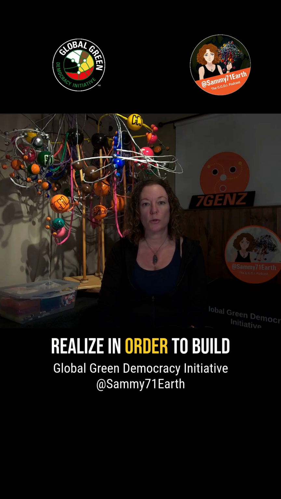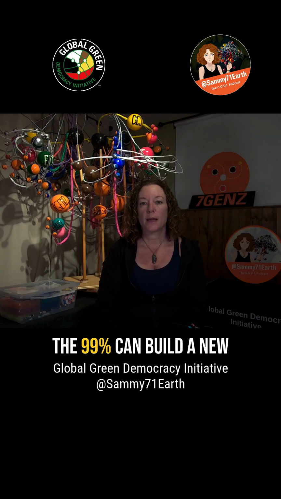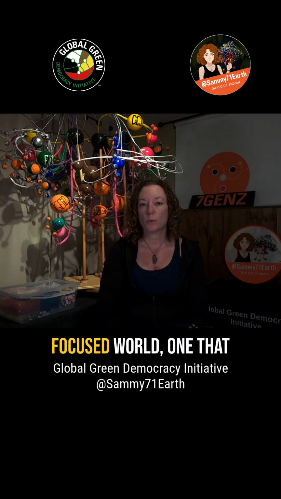to terms that we have to change our focus and realize in order to build our new world, we can build our system worker-focused and earth-focused, one that pays good money, has benefits and pensions, but also, in shifting our global goal and destiny, we need people, and we, the 99%, can build a new focused world, one that is people over profits. Global demise is unavoidable if we don't change, and it's coming soon.